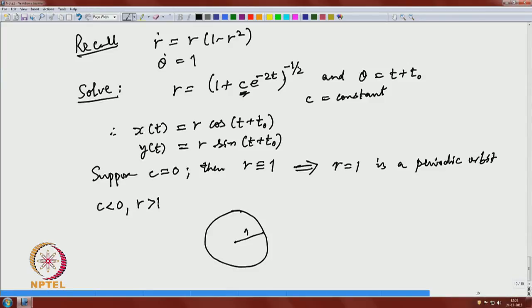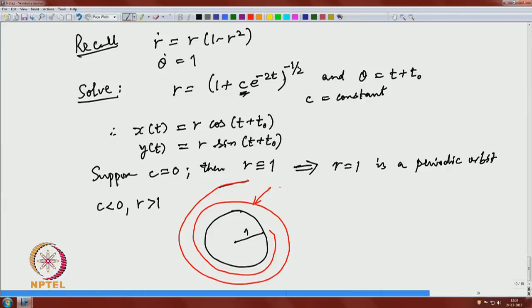So, the orbit starts outside this circle of radius 1 and eventually approaches it. Okay, let me use a different color. It eventually approaches this, or it can do it counterclockwise also. So, this is C negative. Okay. So, for every C negative, you get such an orbit.